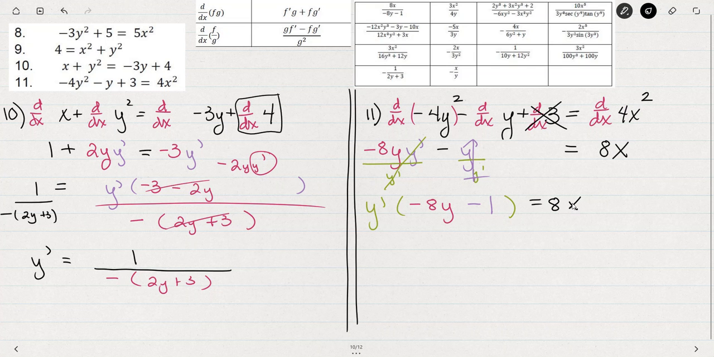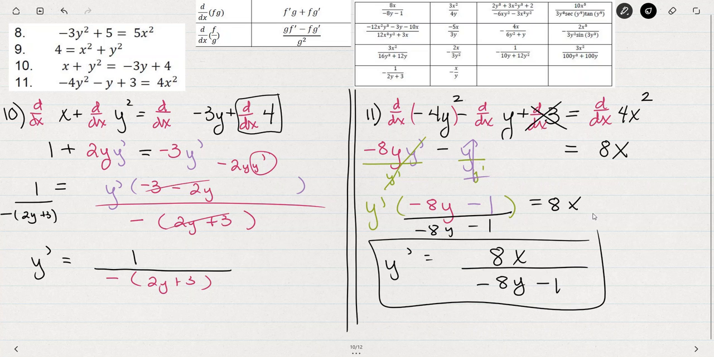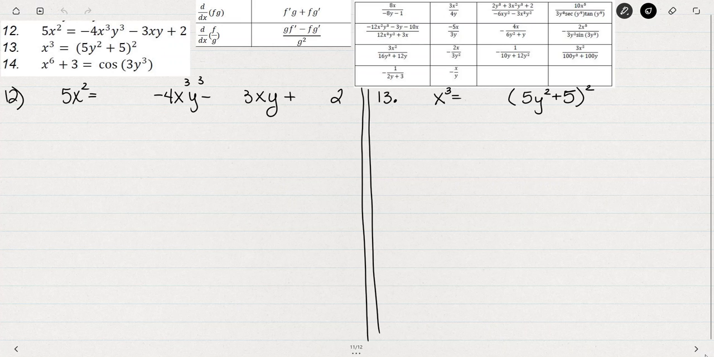So to solve for y prime, I'll divide both sides by this negative 8y minus 1. So y prime is 8x over negative 8y minus 1. And that's it. Moving on quickly to number 12. We're almost done here. 3 more examples.